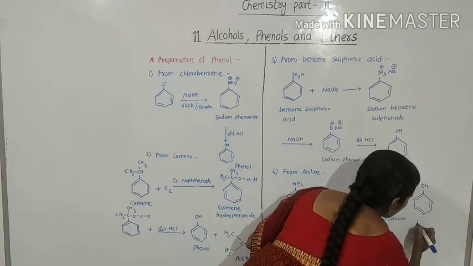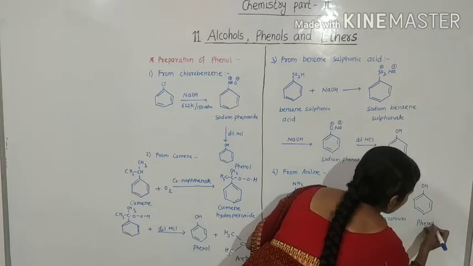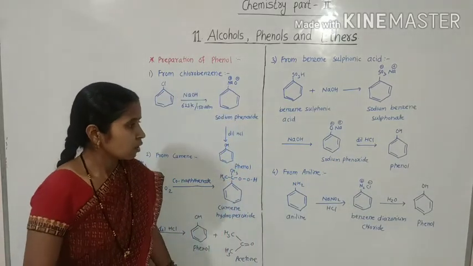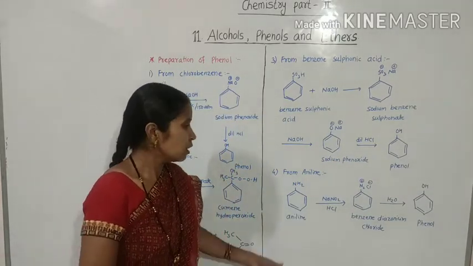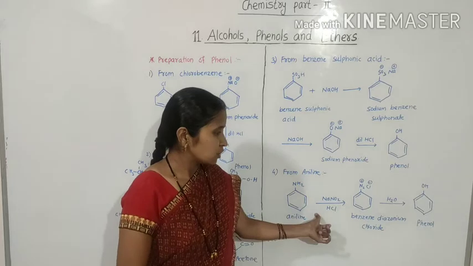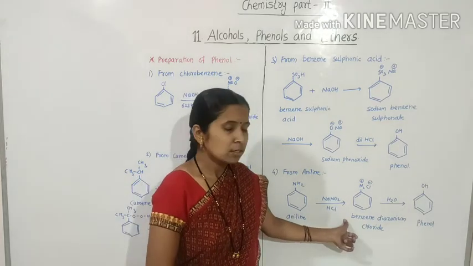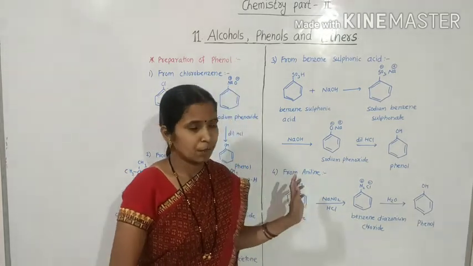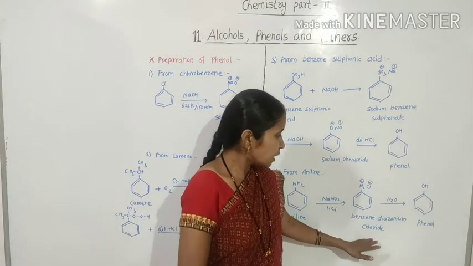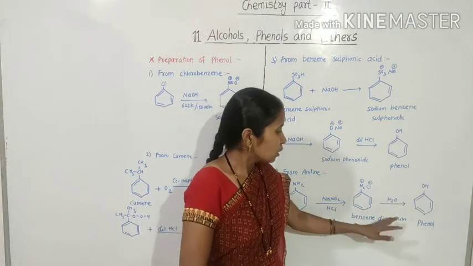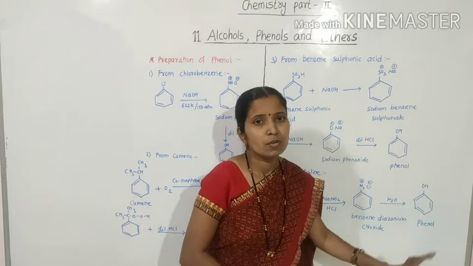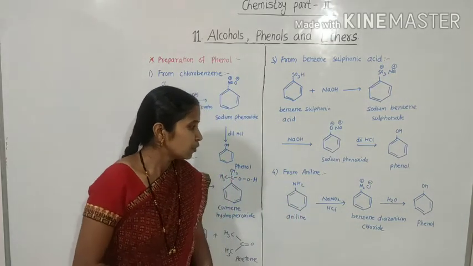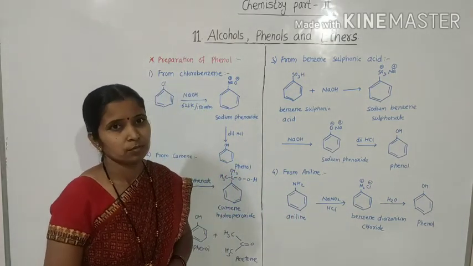Oh, that is phenol. So how is phenol obtained from aniline? Aniline is treated with nitrous acid to form benzene diazonium chloride at low temperature. This benzene diazonium chloride undergoes hydrolysis to form phenol. So we get phenol from aniline.